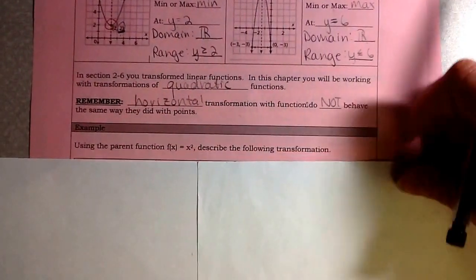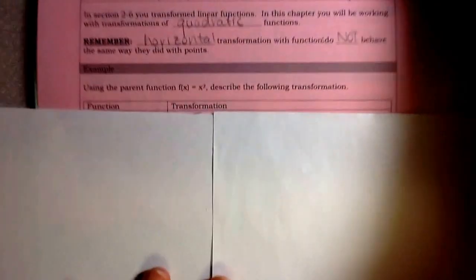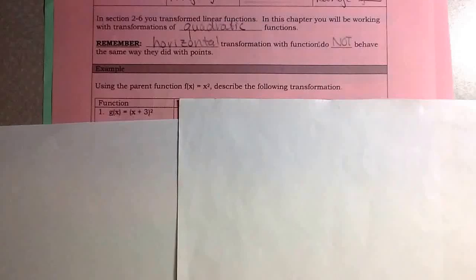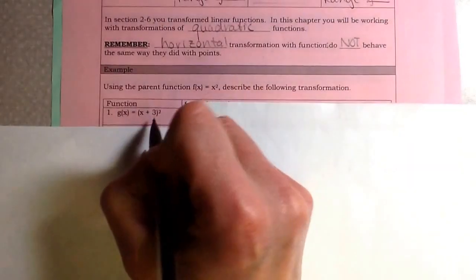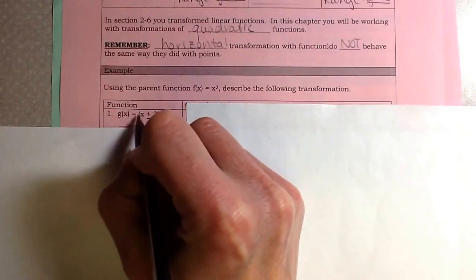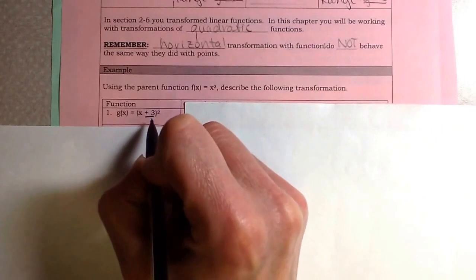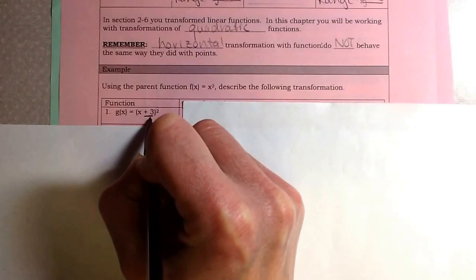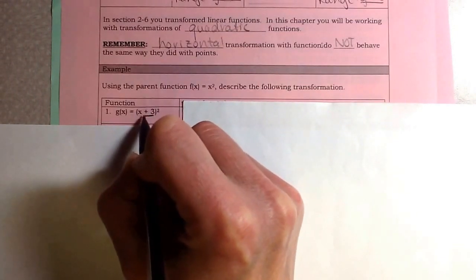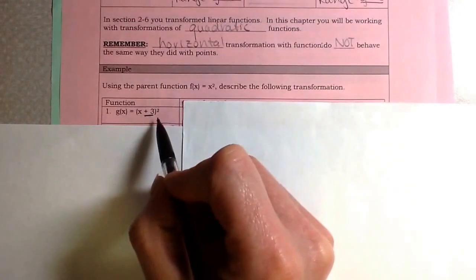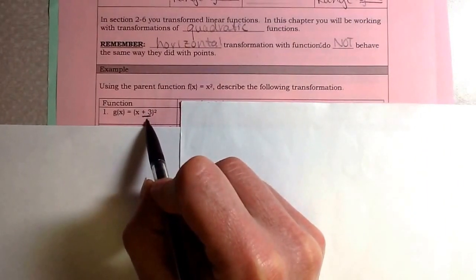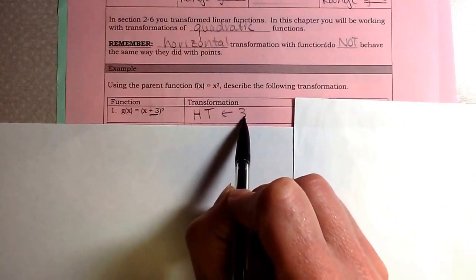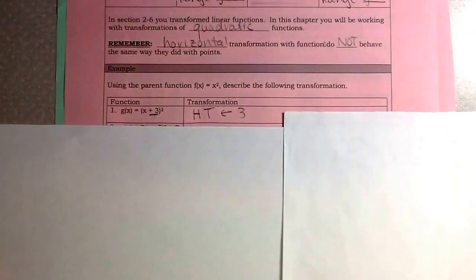All right, using the parent function f of x equals x squared, we want to describe the following transformations. What's changing here is I'm adding 3 inside with the x, so that makes it horizontal. And since it's horizontal, if we set x plus 3 equal to 0, we end up at -3.